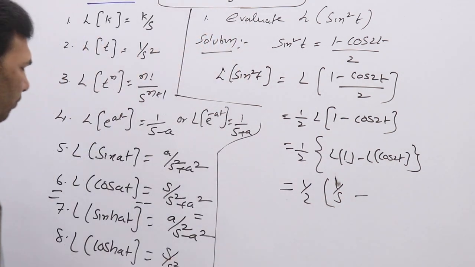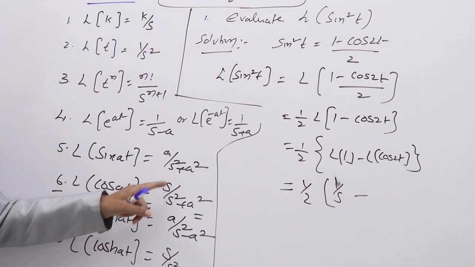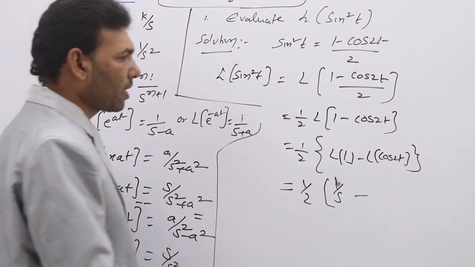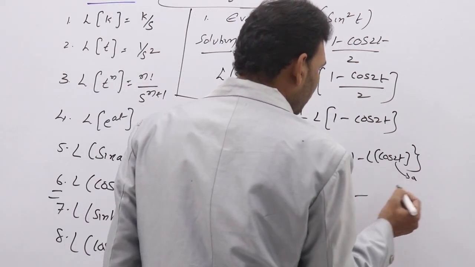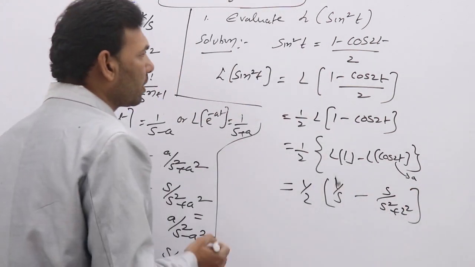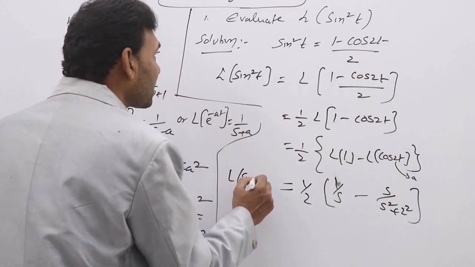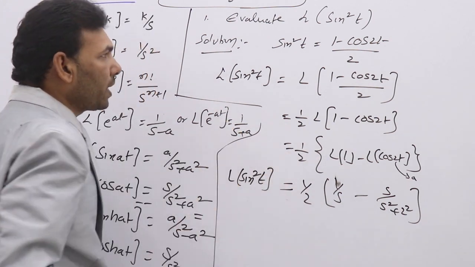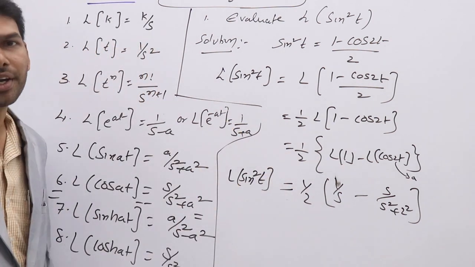L of cos at, we have the formula: L of cos at is s by s square plus a square. Here a value is 2. So s by s square plus 2 square. This will be the Laplace transform of sin square t.